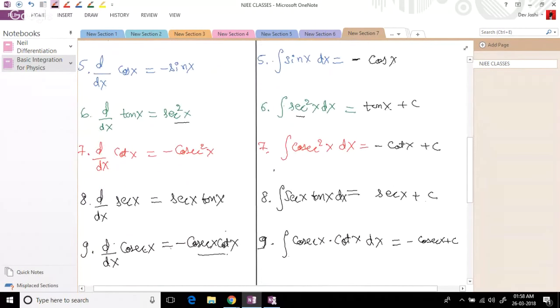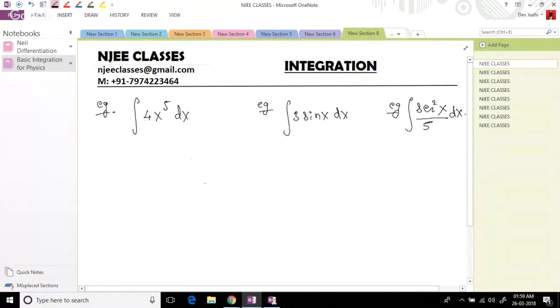So the first one, integral of 4x to the power 5 dx, right? By the help of property, this 4 will come out. So what we are having is 4 times integral of x to the power 5 dx, because whenever a constant term is there, it can be taken out of the integral. So it is going to be equal to 4.